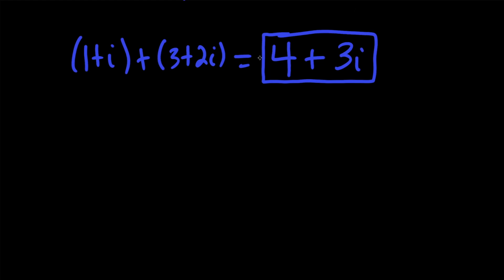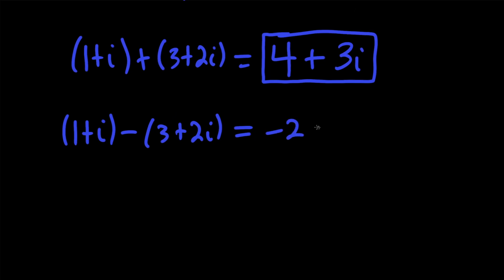Okay, now let's go ahead and move on to subtraction, and it's basically the same thing, but we're just going to subtract the real and imaginary parts instead of adding them. So we're going to go ahead and do 1 plus i minus 3 plus 2i. So again, we're just going to subtract the real and imaginary parts. So we have 1 minus 3, that's going to give us -2. And then we have i minus 2i, and that is -i. So -2 minus i is the solution to our subtraction problem.